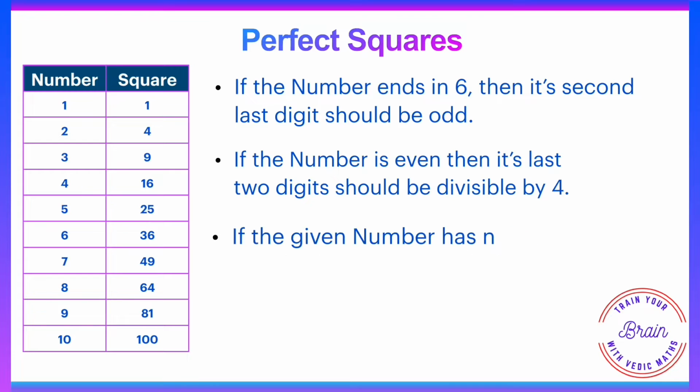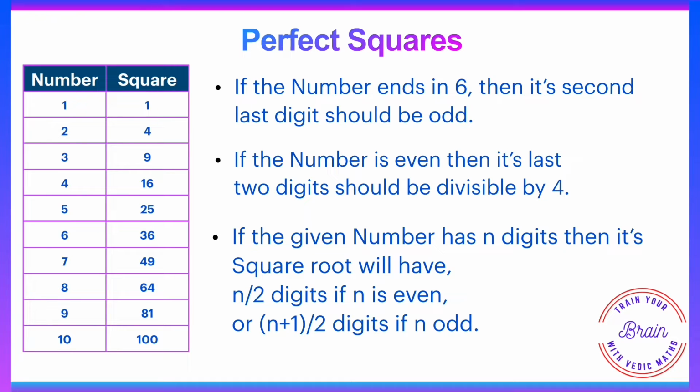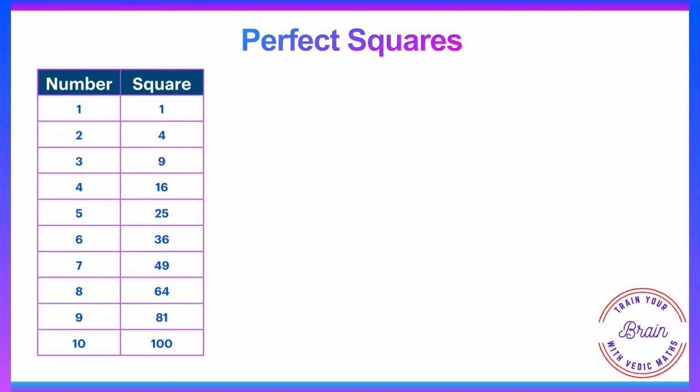If the given number has n digits, then its square root will have n by 2 digits if n is even, or (n plus 1) by 2 digits if n is odd.